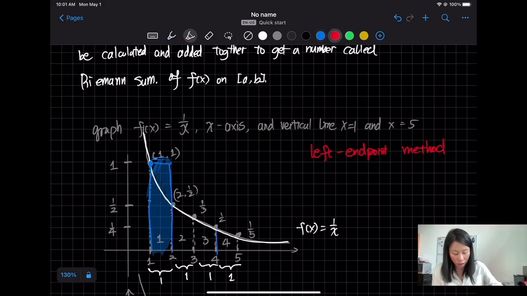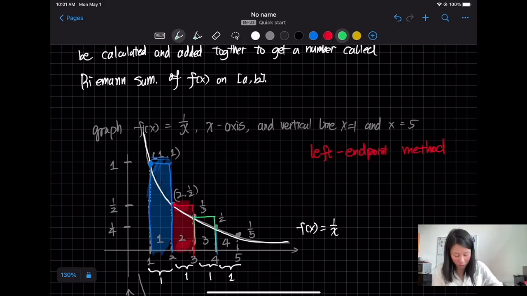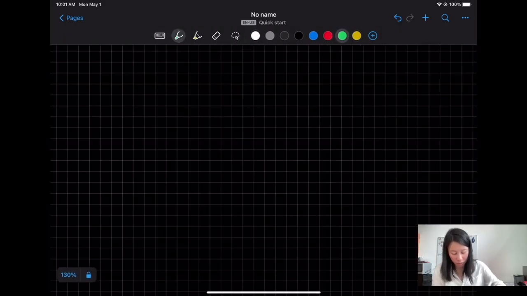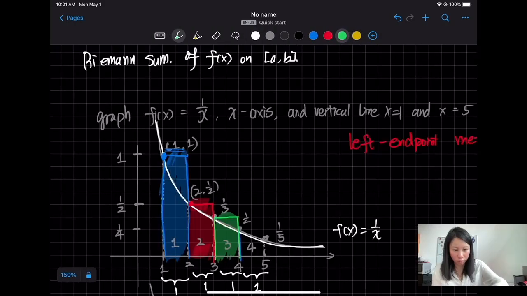And then the area of the second block is going to be on the left endpoint of the second block, which is at 2, 1/2, and then this block here. And then the area of the third block is going to be in here, this one. And then the area of the fourth block will be in this block.